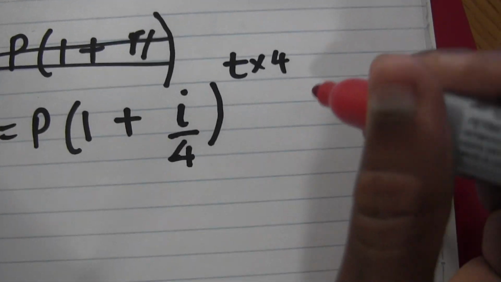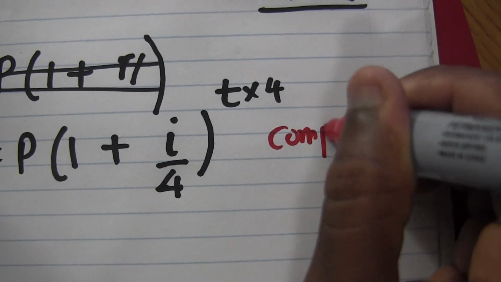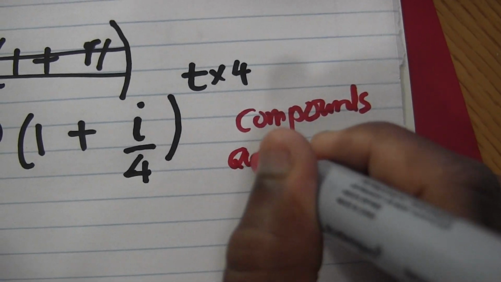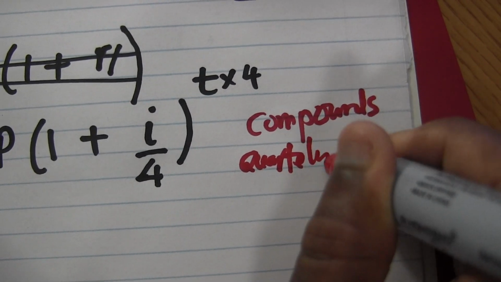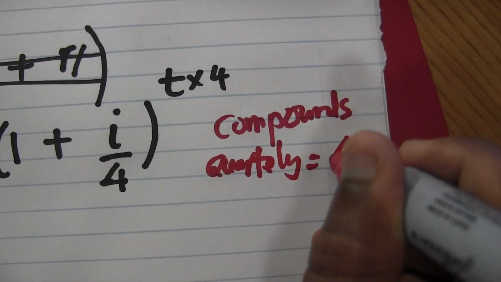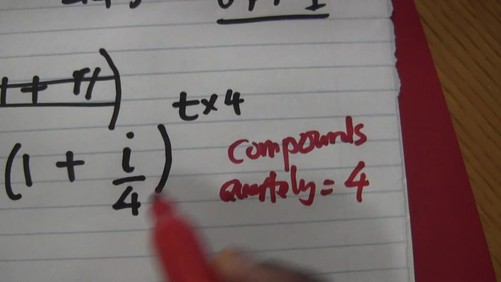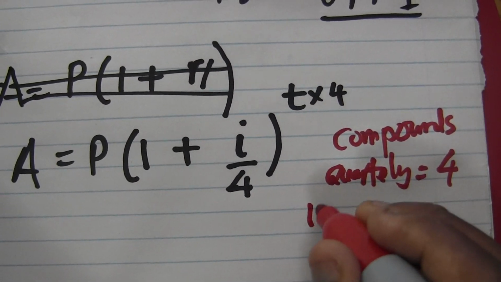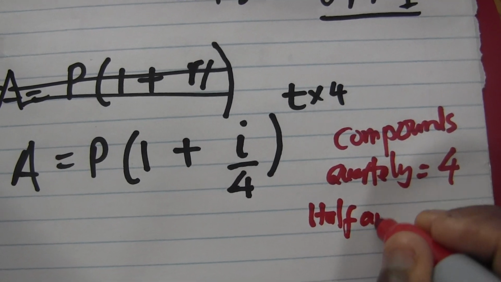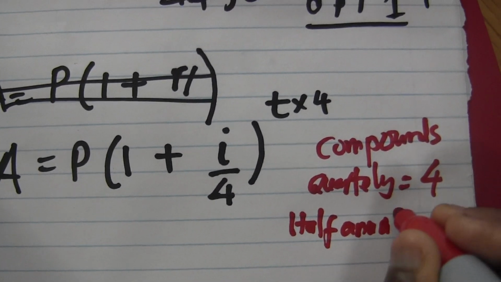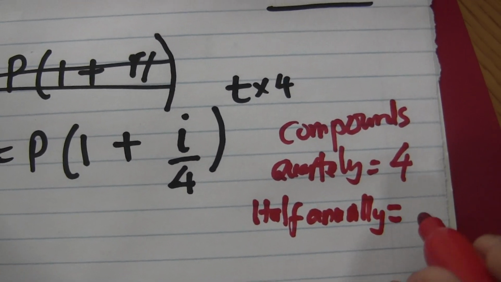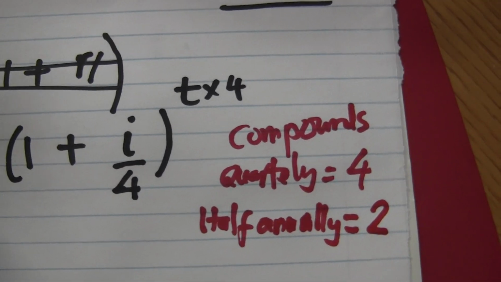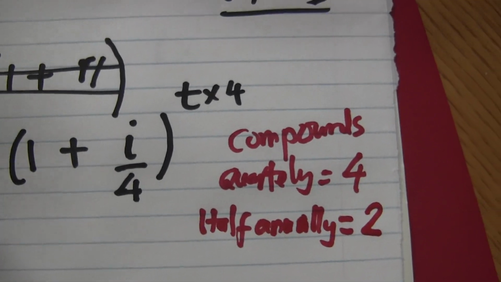Okay, so let me write here compound. This is going to help you for future questions. If it's quarterly, then it has to be 4. Whatever you write here, you must write there on top. If it's half annual, then it's going to be 2. Every time, try to ask yourself, how many half annual periods are in 1 year? There are 2 half years in 1 year.